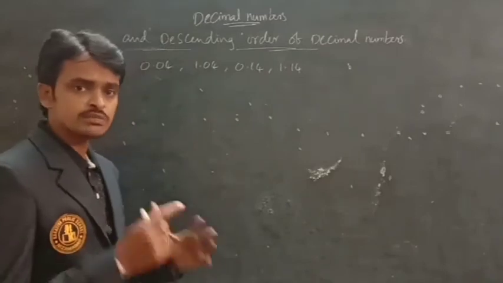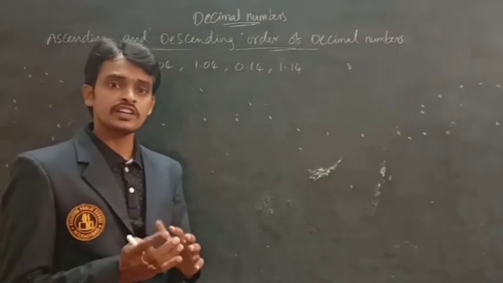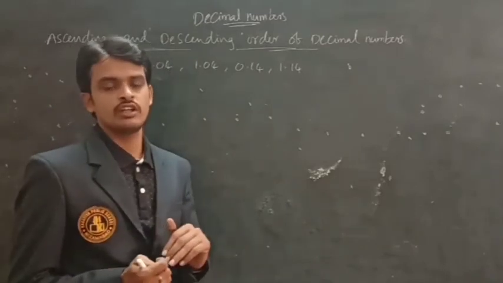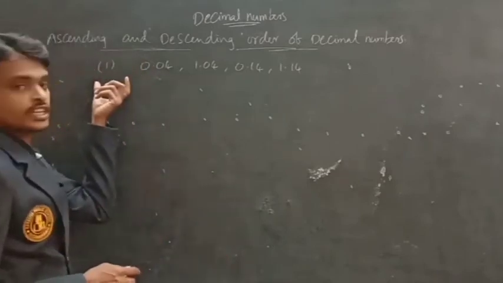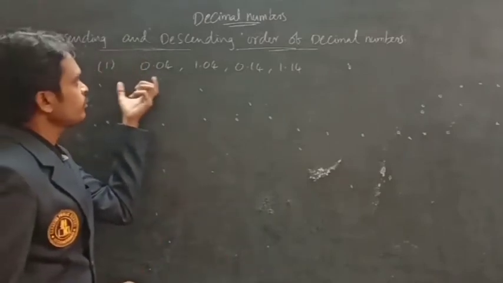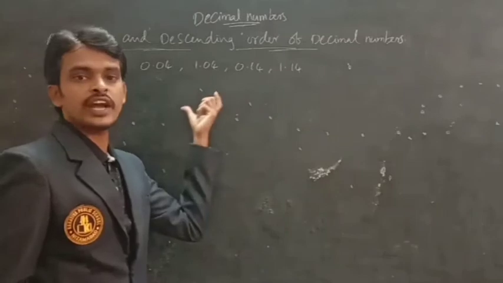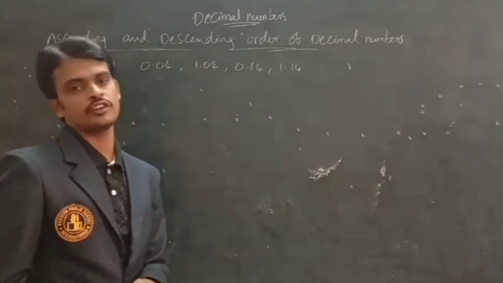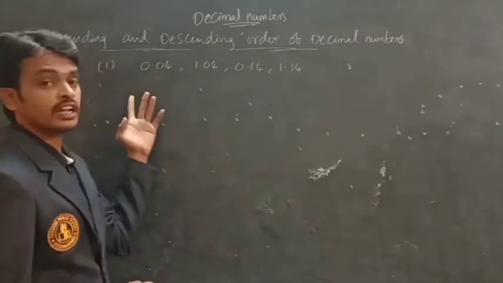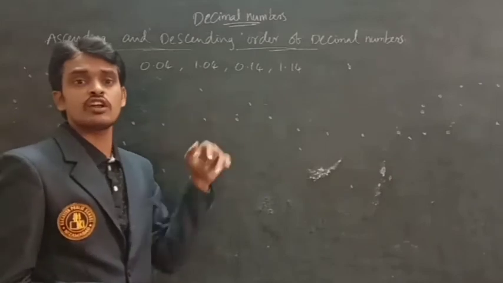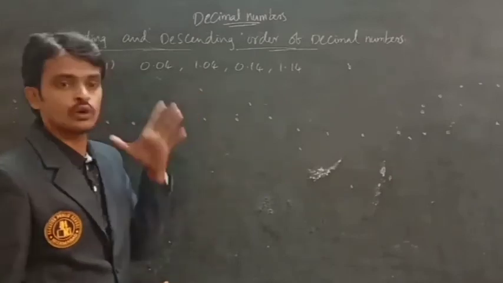Now let us discuss the ascending and descending order of decimal numbers. If decimal numbers are given, how do we write them in ascending order and descending order? Here is a problem. These decimal numbers we should write in ascending order and descending order. While writing ascending and descending order, we have to follow this rule.